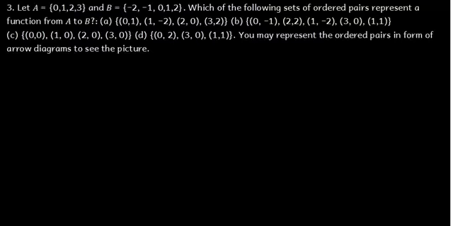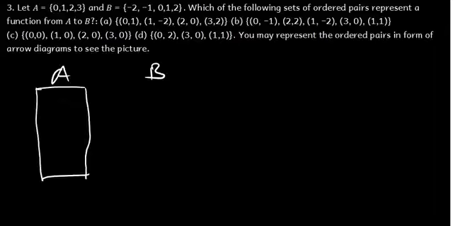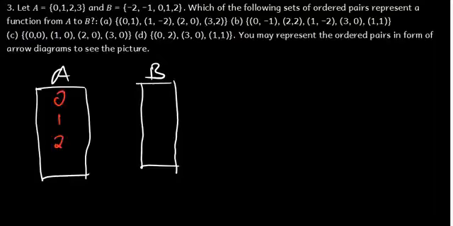Okay, so let's see, we have question 3 here, which is saying let set a to be equal to, so we're going to be using that. We have been given a and b to be equal to, okay, we have got 0, 1, 2, and 3. Then the b is negative 2, negative 1, 0, 1, 2.